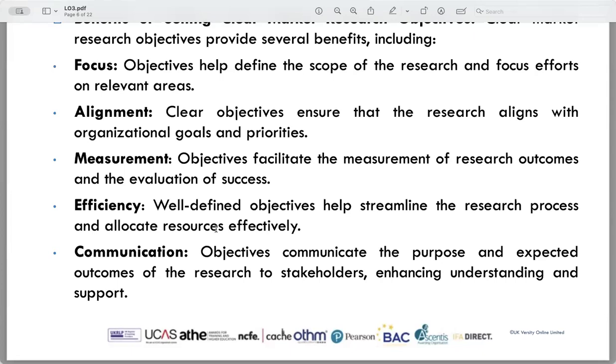Finally, communication: objectives communicate the purpose and expected outcomes of the research to stakeholders, enhancing understanding and support. Clear objectives provide a common framework for all stakeholders involved in the research, including researchers, decision makers, and participants. This helps ensure that everyone is on the same page and that the research efforts are understood and supported by all relevant parties.